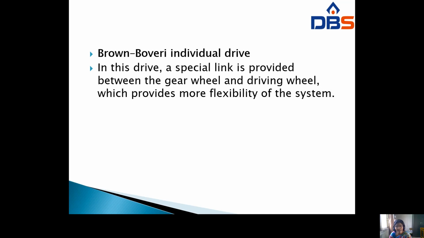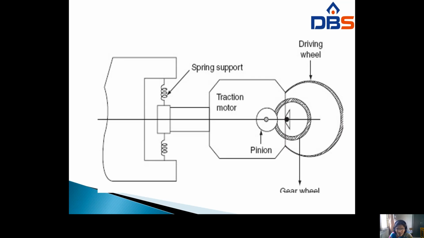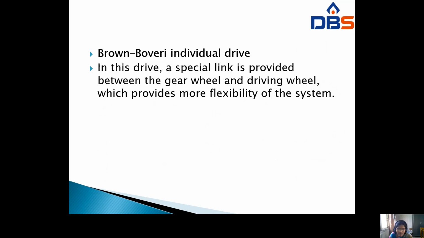So, Brown Boveri individual drive. This is one type of drive. In this drive a special link is provided between the gear wheel and driving wheel. Here you have the gear wheel and the driving wheel, and between these two wheels you can provide a special link, which provides more flexibility to the system. That is nothing but the Brown Boveri individual drive.